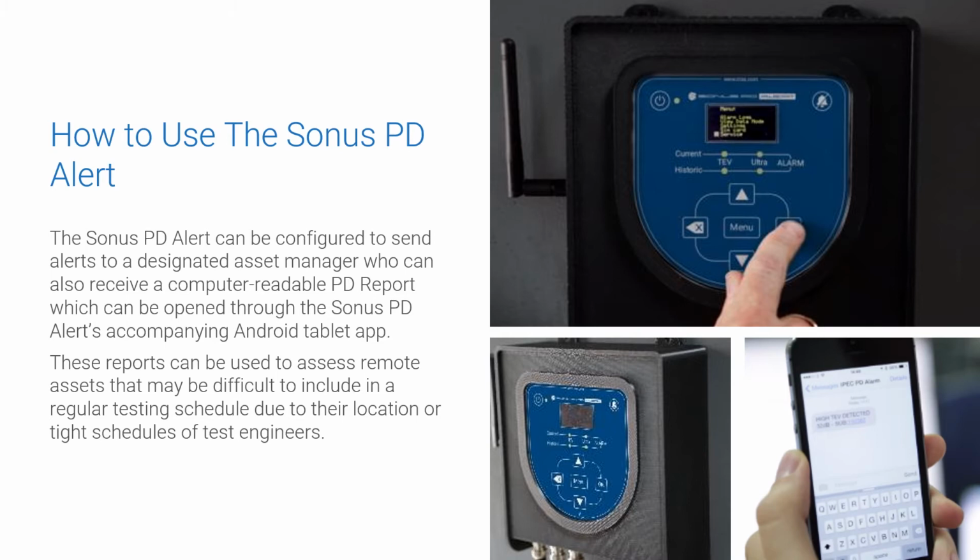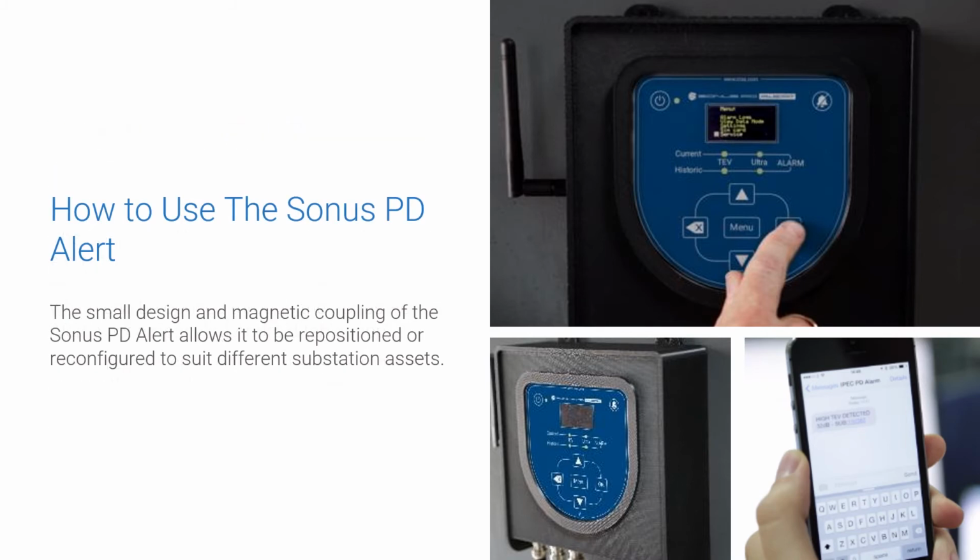These reports can be used to assess remote assets that may be difficult to include in a regular testing schedule due to their location or tight schedules of test engineers. The small design and magnetic coupling of the Sonos PD Alert allows it to be repositioned or reconfigured to suit different substation assets.